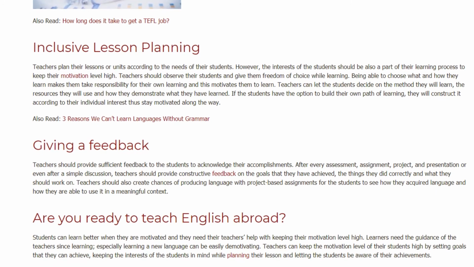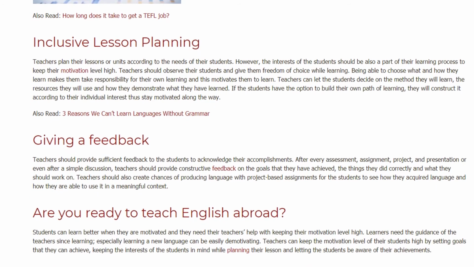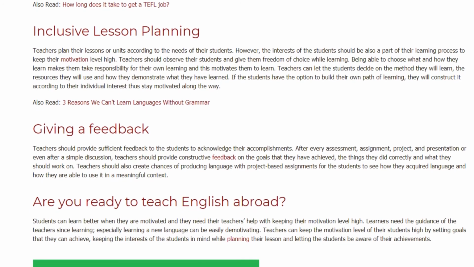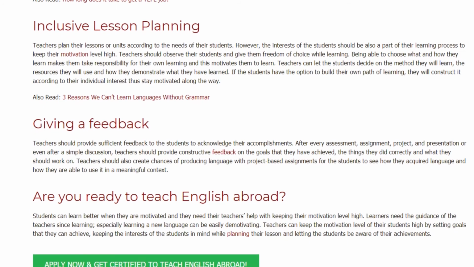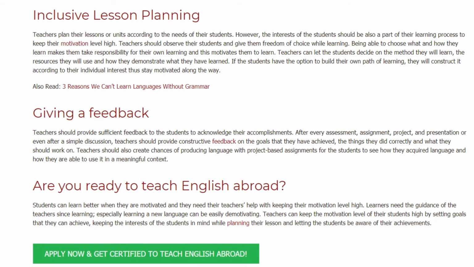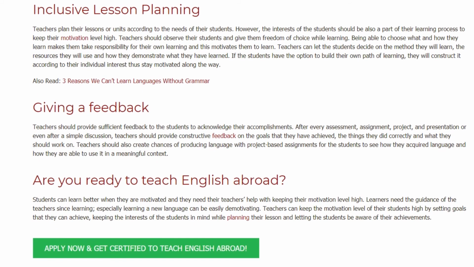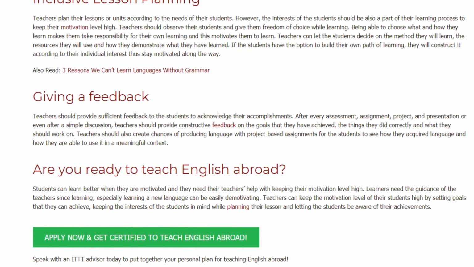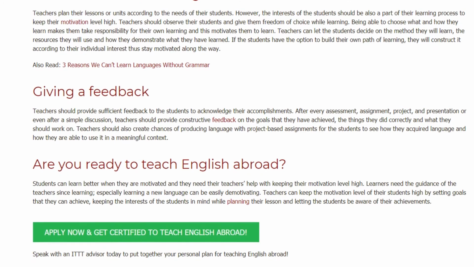Students can learn better when they are motivated, and they need their teachers' help with keeping their motivation level high. Learners need the guidance of the teachers since learning, especially learning a new language, can be easily demotivating. Teachers can keep the motivation level of their students high by setting goals that they can achieve, keeping the interests of the students in mind while planning their lesson, and letting the students be aware of their achievements.